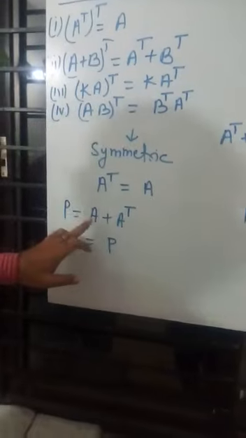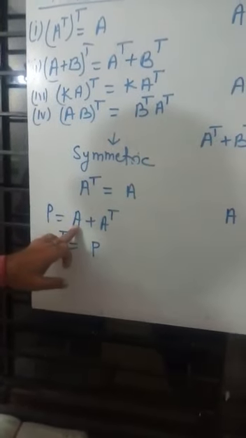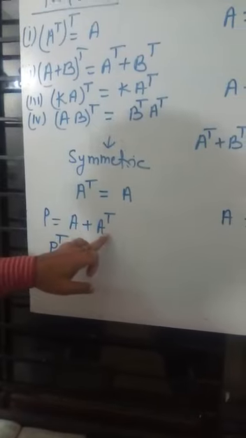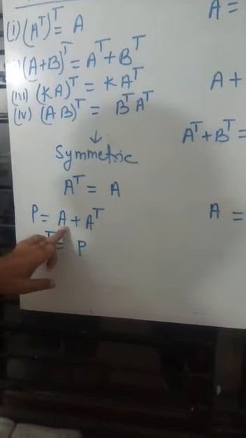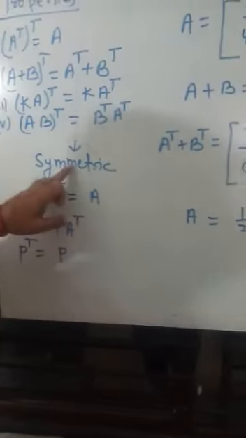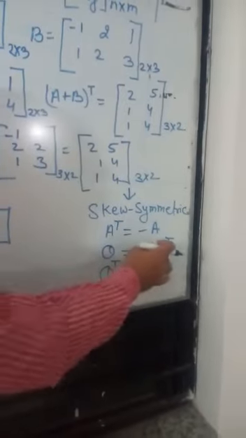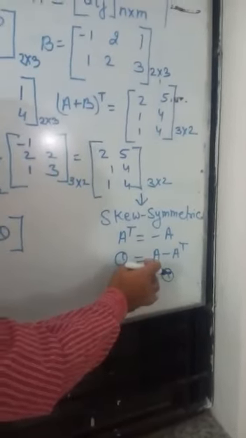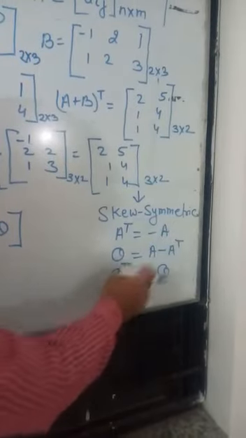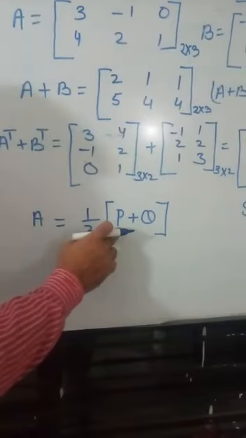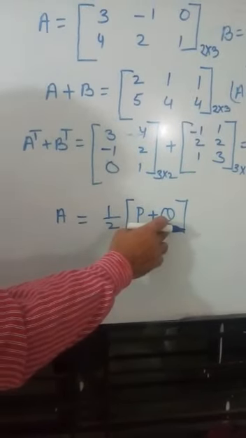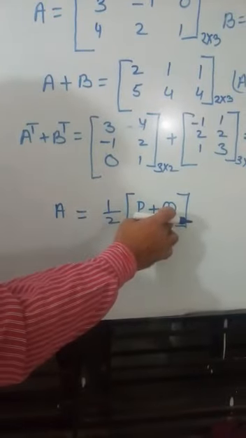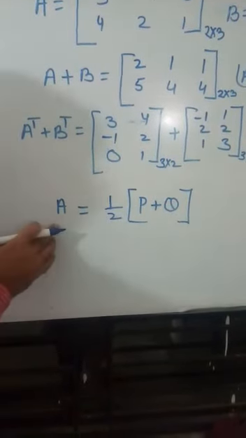Now you see here, the addition of a matrix and its transpose gives a symmetric matrix, and subtracting the transpose from the matrix gives a skew symmetric matrix. As a property, the sum of the symmetric and skew symmetric matrices is the same as the original matrix. Let us take an example.